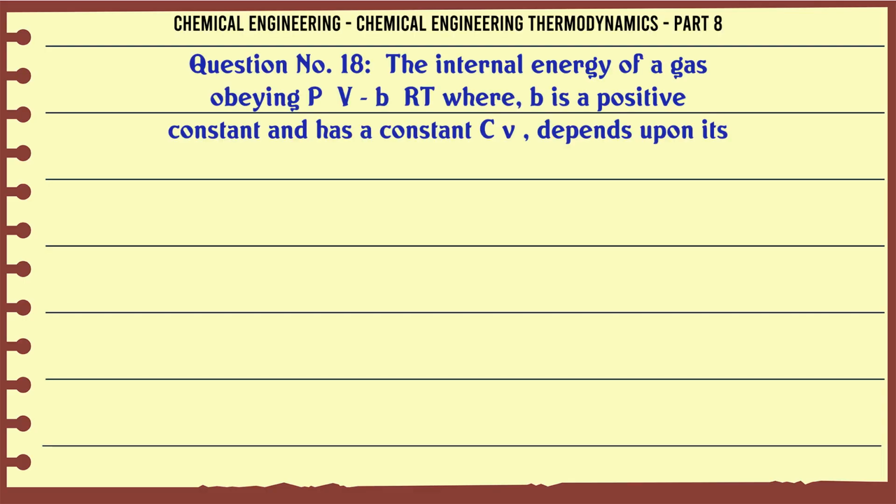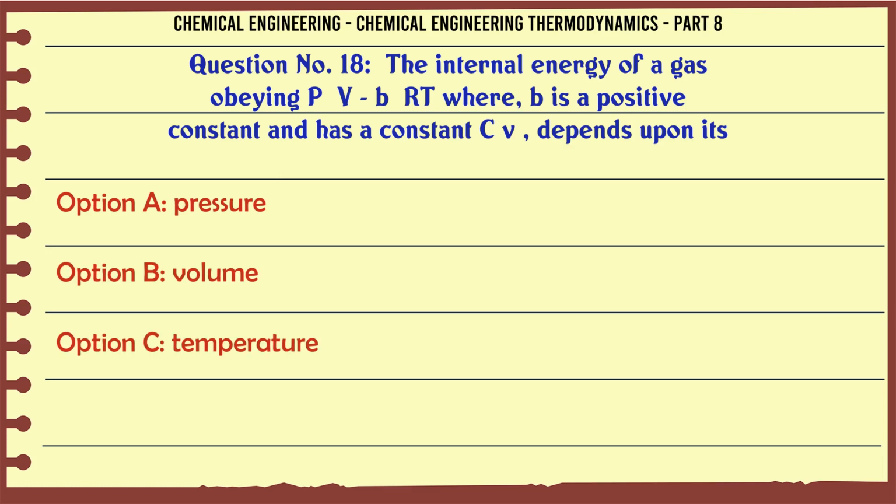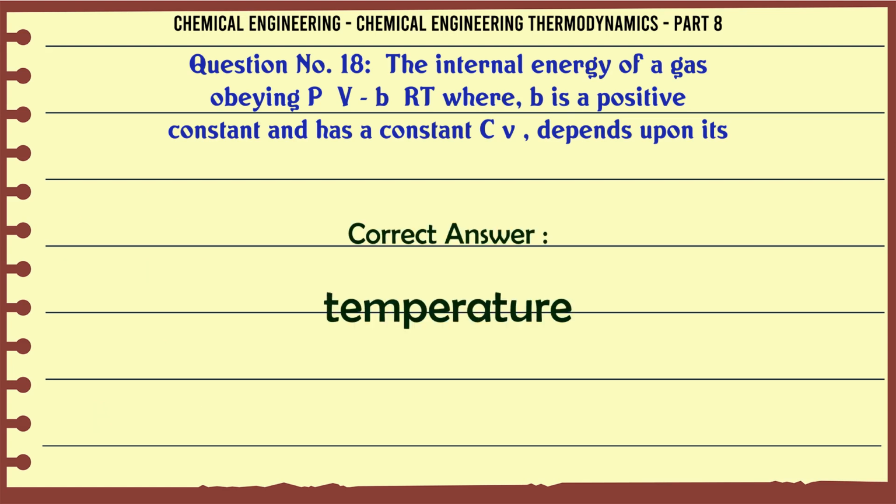The internal energy of a gas obeying PV/RT = 1 + BP, where B is a positive constant, and having a constant Cv, depends upon its: A. Pressure. B. Volume. C. Temperature. D. All A, B and C. The correct answer is temperature.